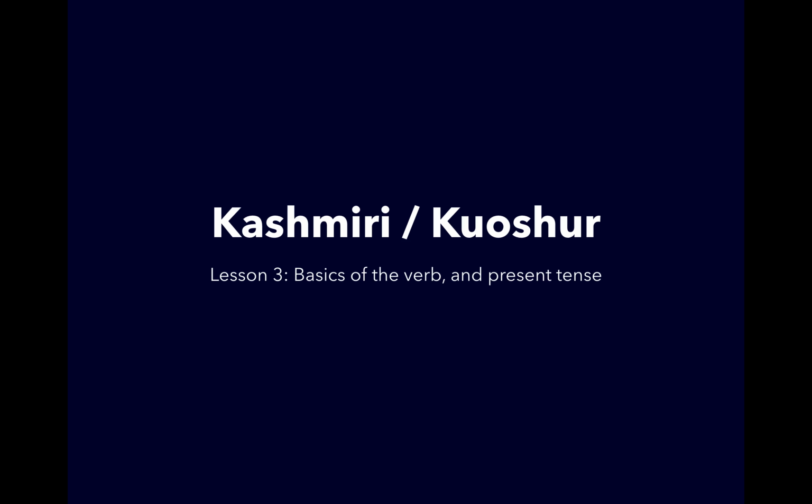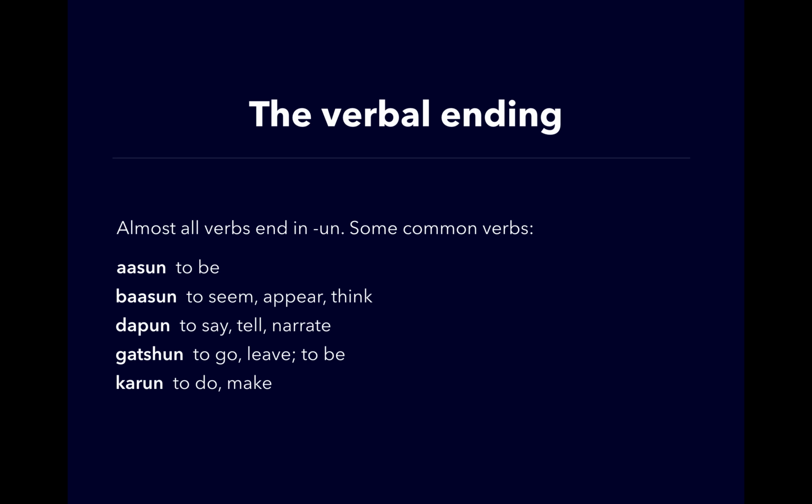This is lesson three. We'll talk about the basics of the verb in Kashmiri, some of the very simplest things about how it looks and how you can modify it. Not all the things, just a thing or two in order to help us form the present tense. First of all, how do you identify a verb?